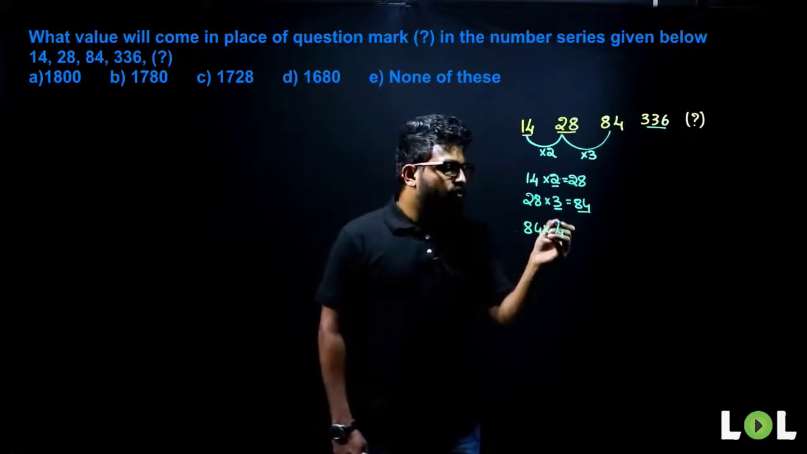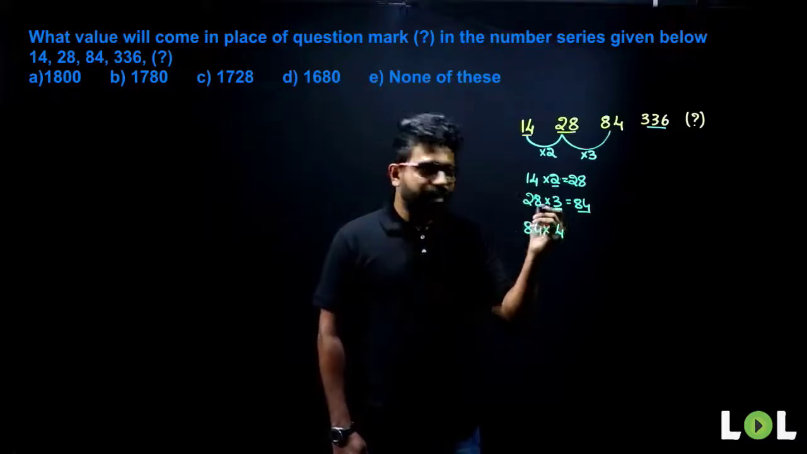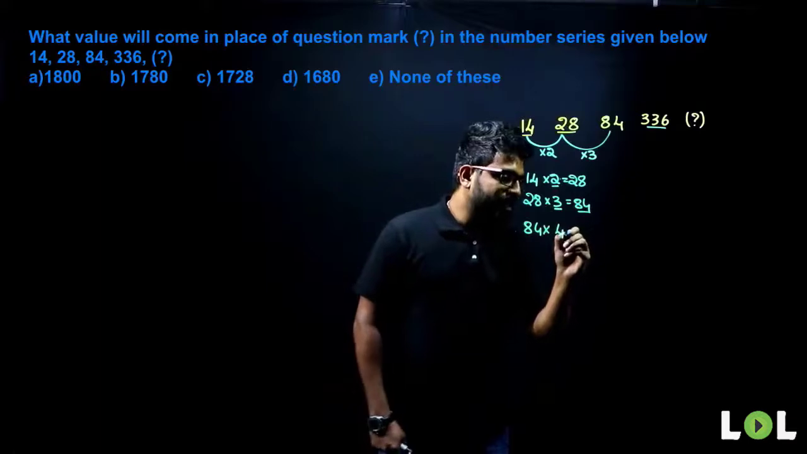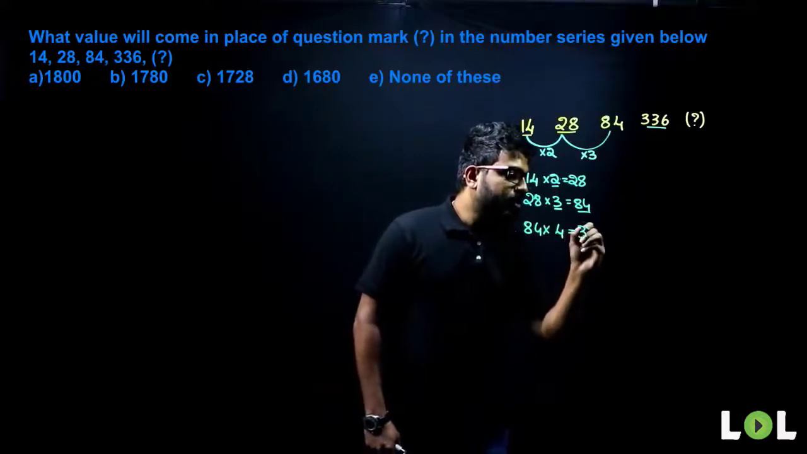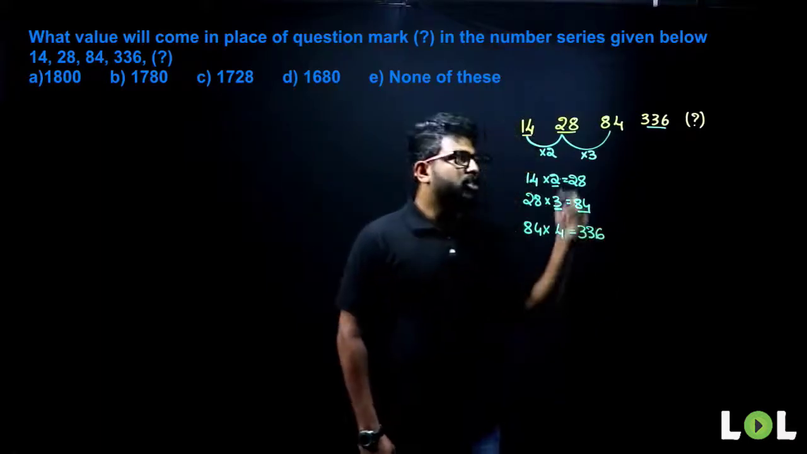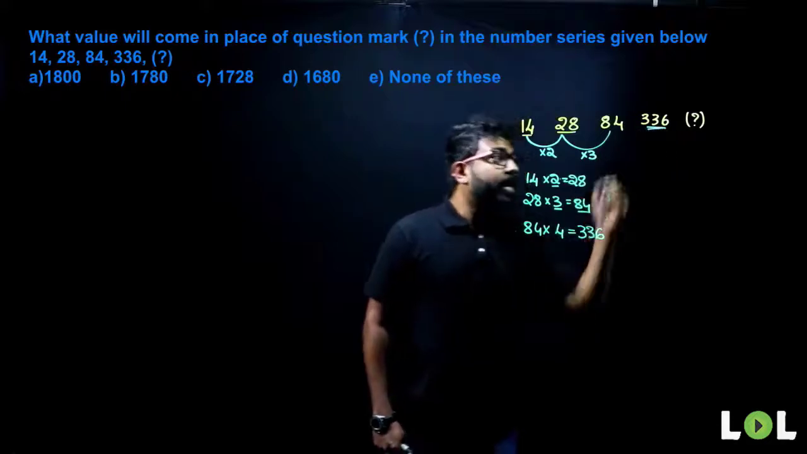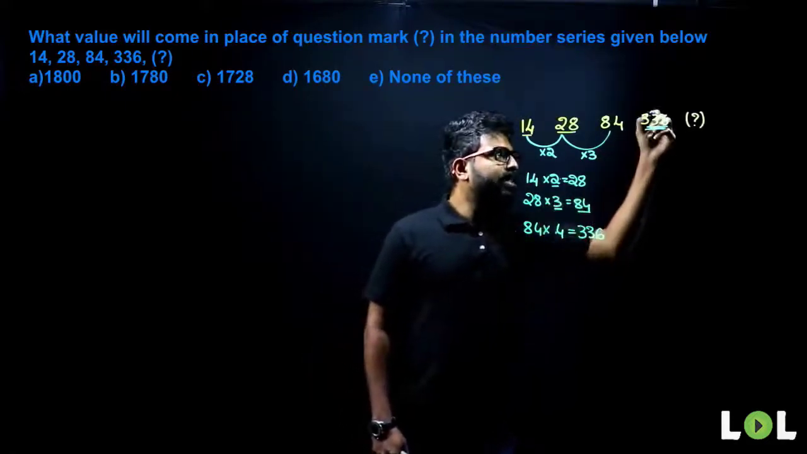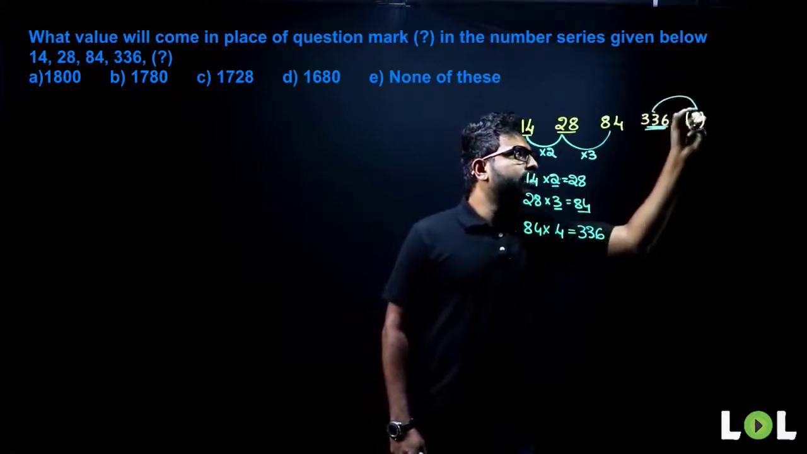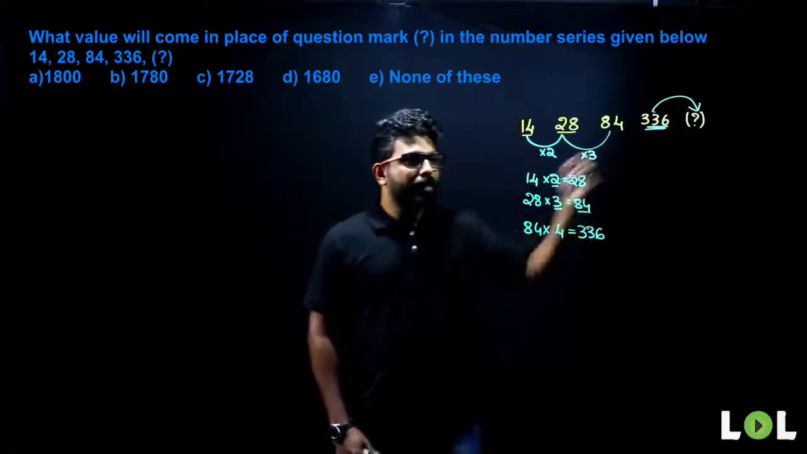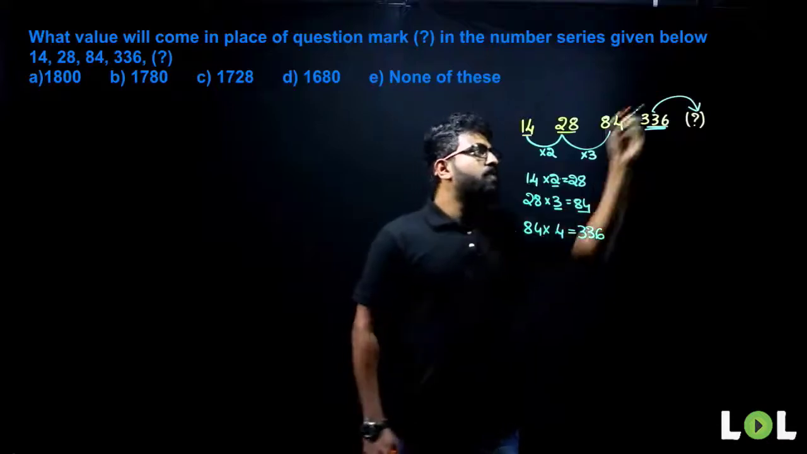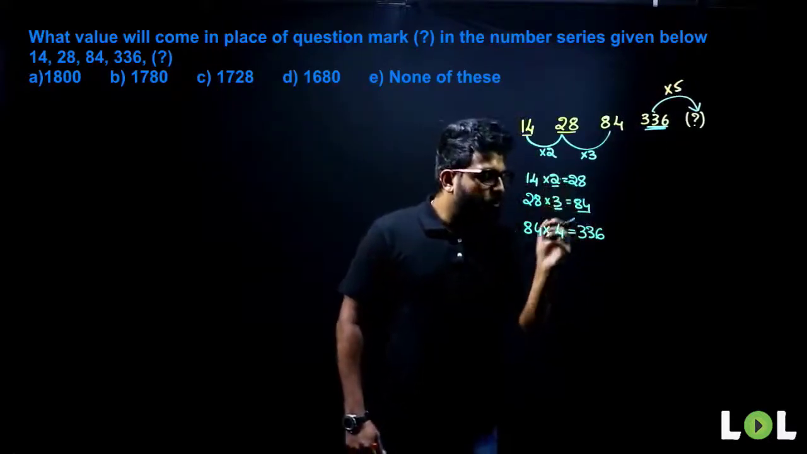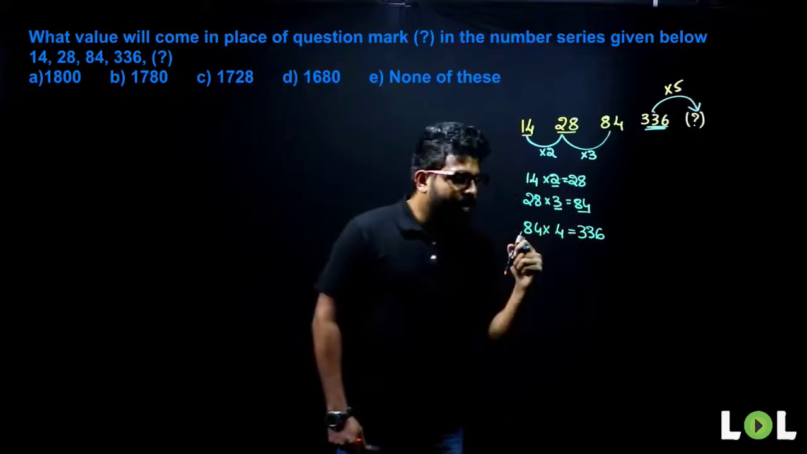84 into 4: 4 into 80 gives me 320, 4 into 4 gives me 16. 320 plus 16 gives me 336. So I'm getting my right number here in the series. So what do I need to multiply with 336 to get my missing term here? I need to multiply it with 5. So it was 2, 3, 4 and then it must be 5.